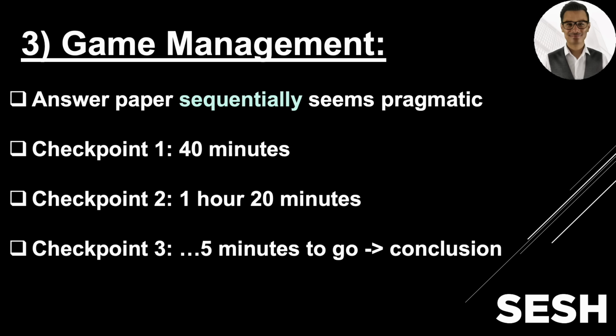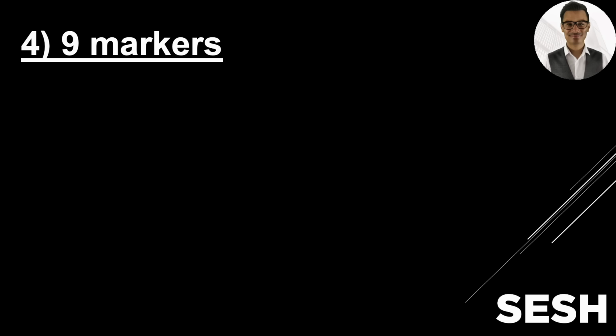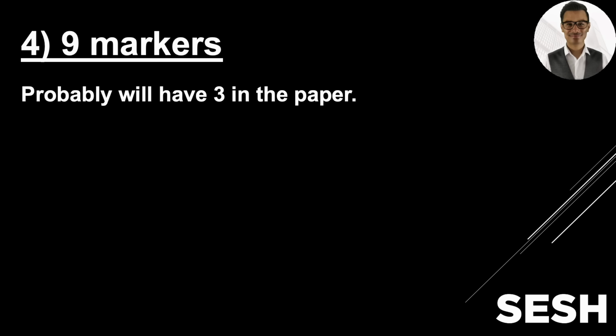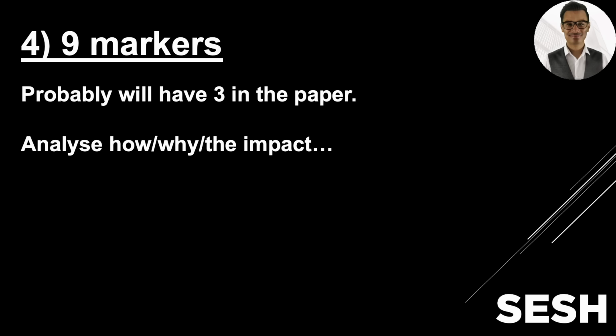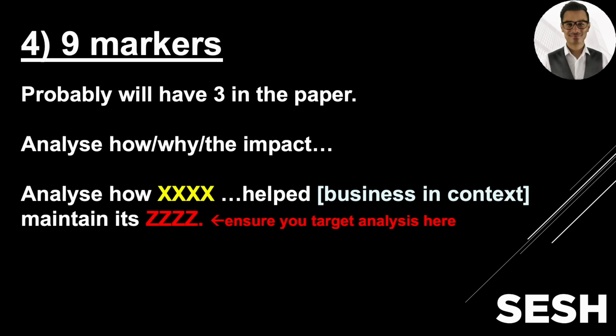Let's move on to, firstly, the 9 markers. So 9 markers in this paper. As discussed, you're probably going to have 3 in this paper. It could be analyse how, analyse why, analyse the impact. And again, watching out for those standard traps. So it could be analyse how, XXX, that's like a concept, helped, whatever the business is in the context, maintain its ZZZ. So make sure you're just catching that last term at the end of the 9 marker and ensure you're writing your analysis through that point. Maybe it's profitability, maybe it's liquidity, maybe it's competitiveness, they're classics, but you're just watching that you're driving your analysis, your chains of analysis through ZZZ.